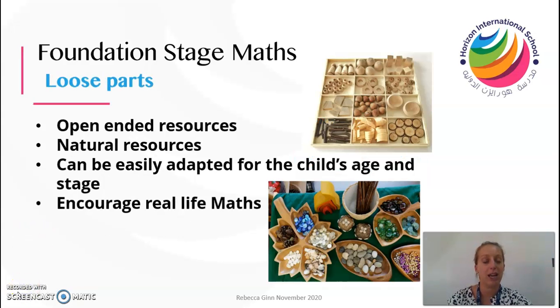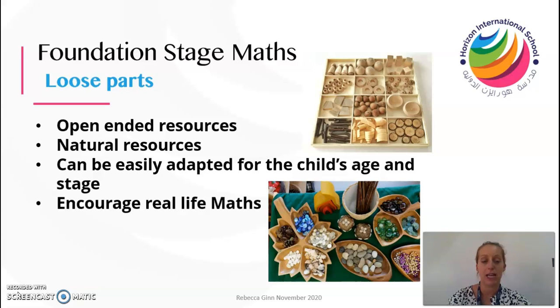In Foundation Stage, we have many loose parts materials that are used across the curriculum and especially in maths. Loose parts have a variety of natural resources. It could be anything from lolly sticks to leaves to pine cones to cardboard tubes. Natural resources not only give children a connection to the natural world, but they also enable the resources to be completely open-ended. Loose parts can be used to develop counting, calculation and pattern-making skills, as well as introduce concepts such as weight, capacity, shape and measure.